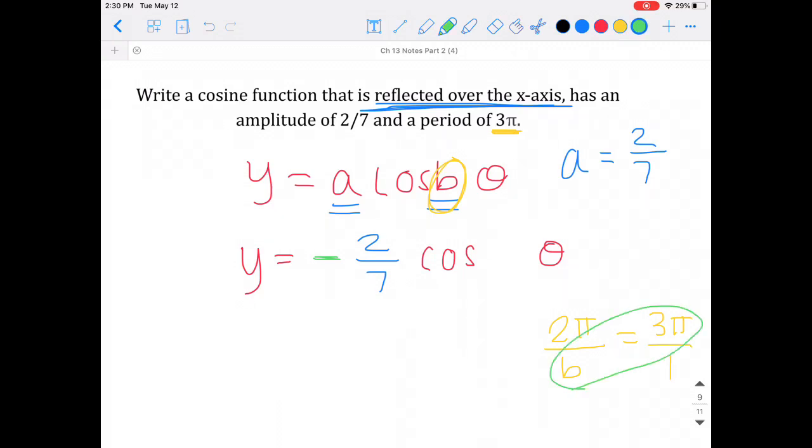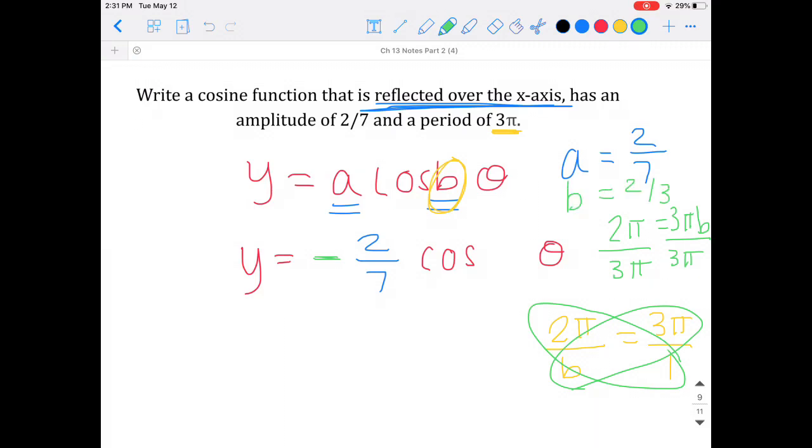Now when we cross multiply, we get 2 pi equals 3 pi times b. So to solve for b, we're going to divide both sides by 3 pi. 2 pi over 3 pi gives us a b value of 2/3. So our b value for this function is 2/3, which makes the cosine function written out fully y equals negative 2/7 cosine of 2/3 theta.